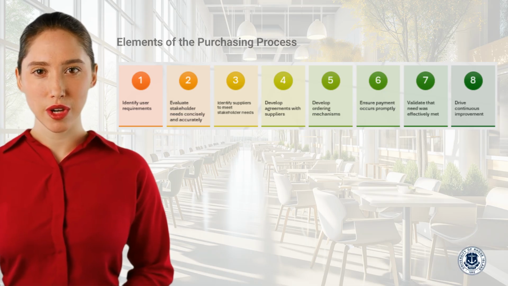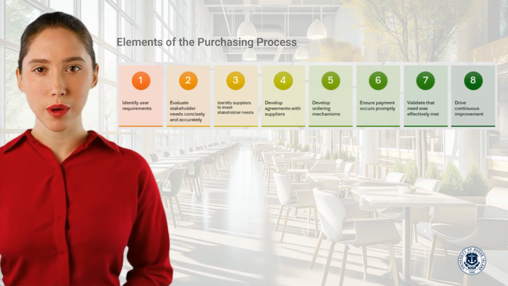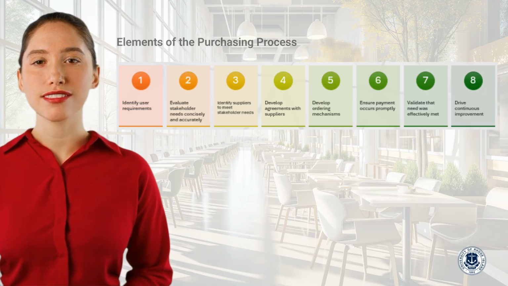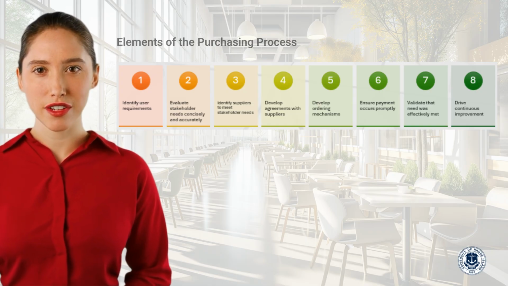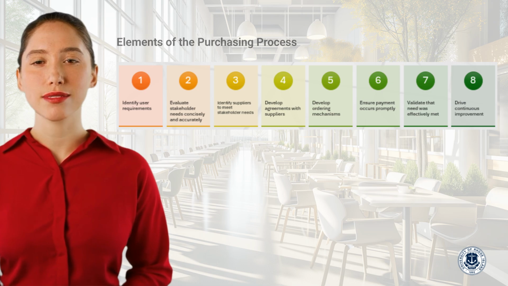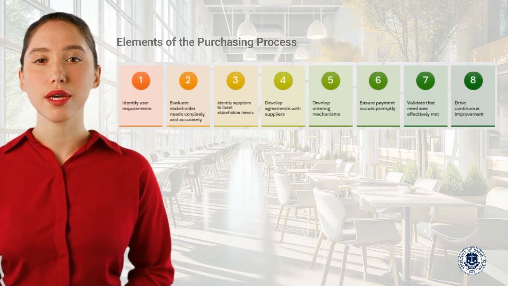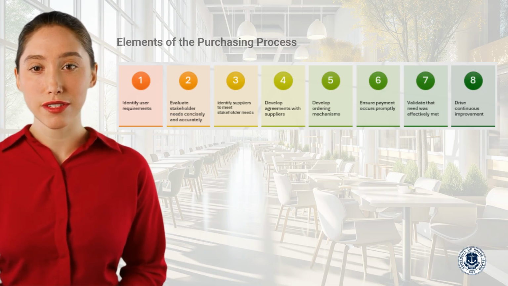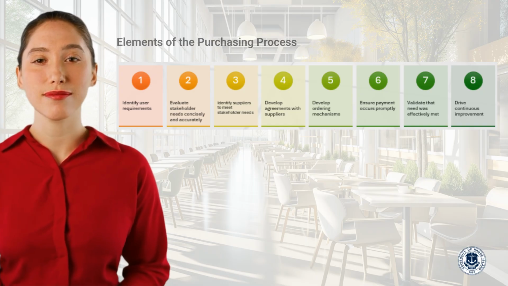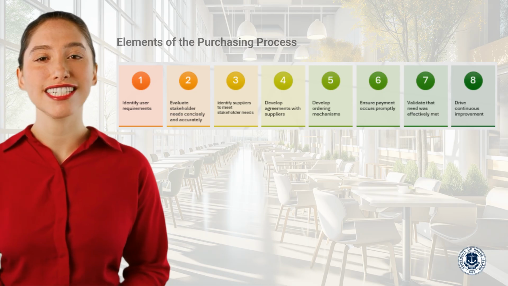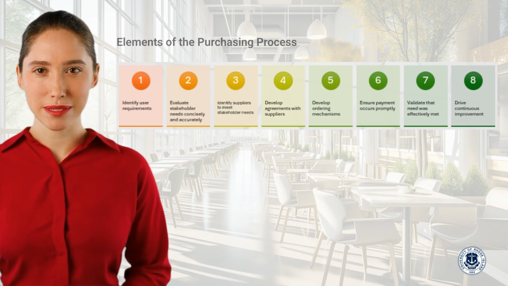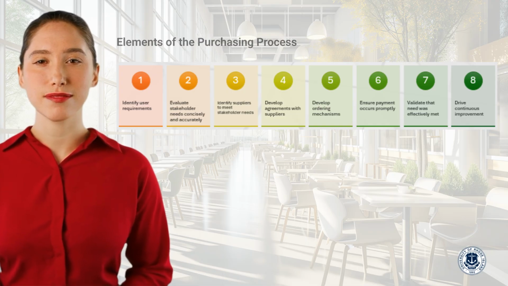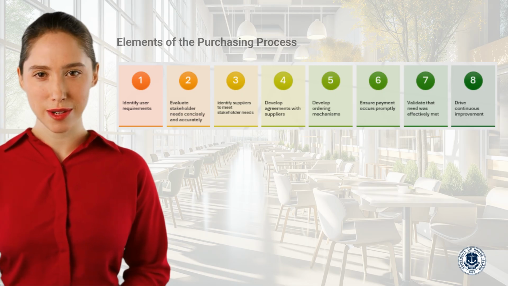Purchasing is more than placing orders. It is a structured and deliberate process. It begins with identifying user requirements, which means understanding stakeholder needs clearly and accurately. From there, we identify suppliers that can meet those needs, develop agreements, and put ordering mechanisms in place. We then ensure payment happens correctly and on time, verify that the need was actually met, and finally, drive continuous improvement. This last step is critical. A closed-loop purchasing process ensures learning, improvement, and alignment with evolving stakeholder needs.